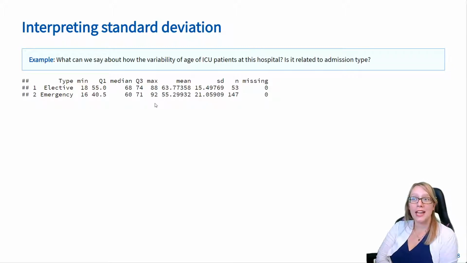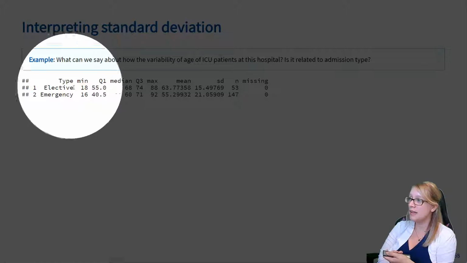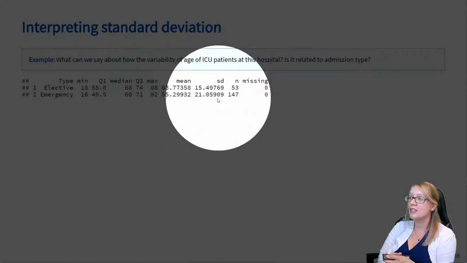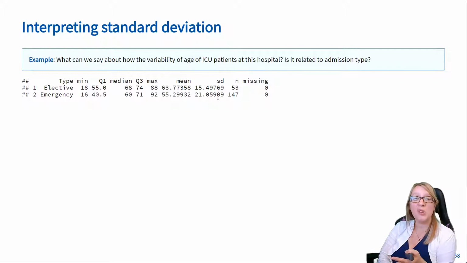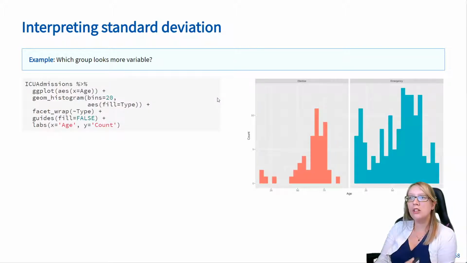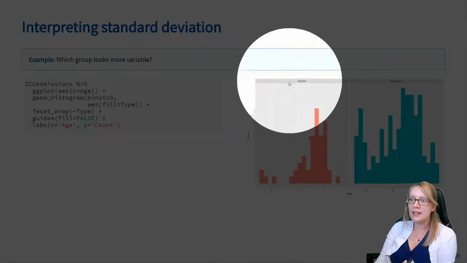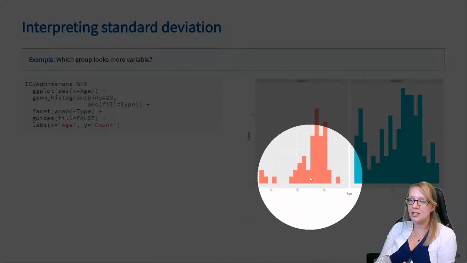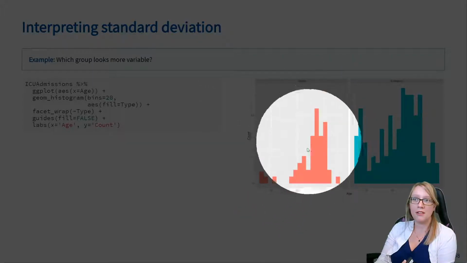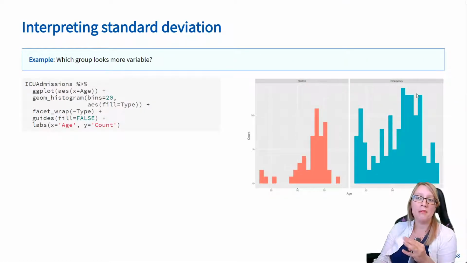Does the variation change depending on admission type? Yeah, a little bit. The standard deviation of elective patients is about 15 years. The standard deviation of emergency patients is about 21 years. So the emergency patients are a bit more spread out in terms of the ages that we would expect to see. Looking at the two histograms side by side here, we can see that carry through. The elective patients tend to be more concentrated in this 50 to 75 range. The emergency patients are a bit more spread out throughout the range, so there is some higher variability, a higher standard deviation.